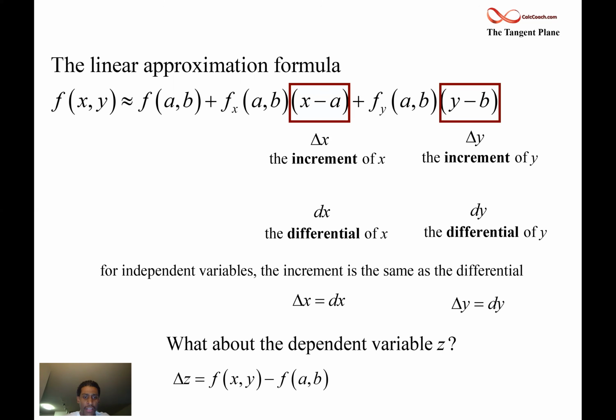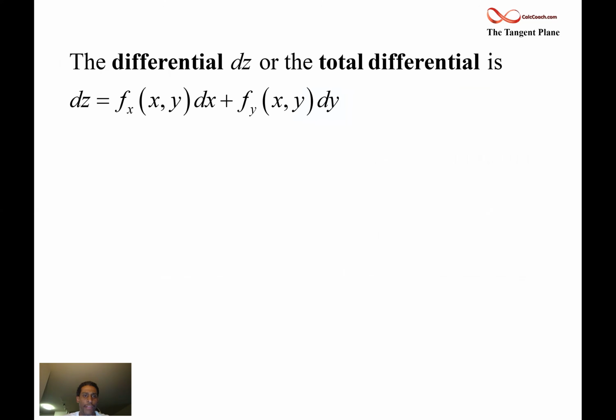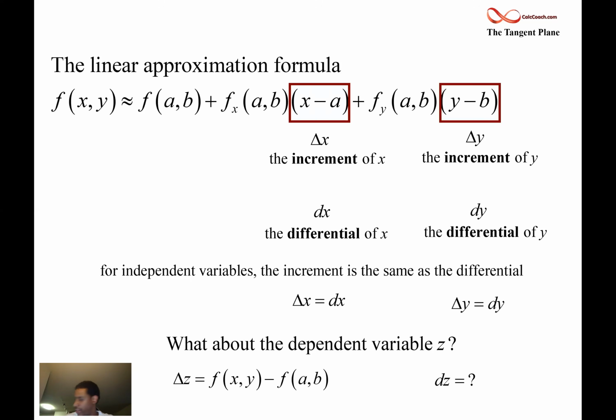That's the question. Well, delta z is the actual difference in the z values. So it's f of x, y minus f of a, b. And the question is, what about dz? And so we're going to find that out. Honestly, what's going to happen is we're going to look at this equation and alter it slightly, and we'll see the answer. So here's the equation that we have, and then here's what dz is.